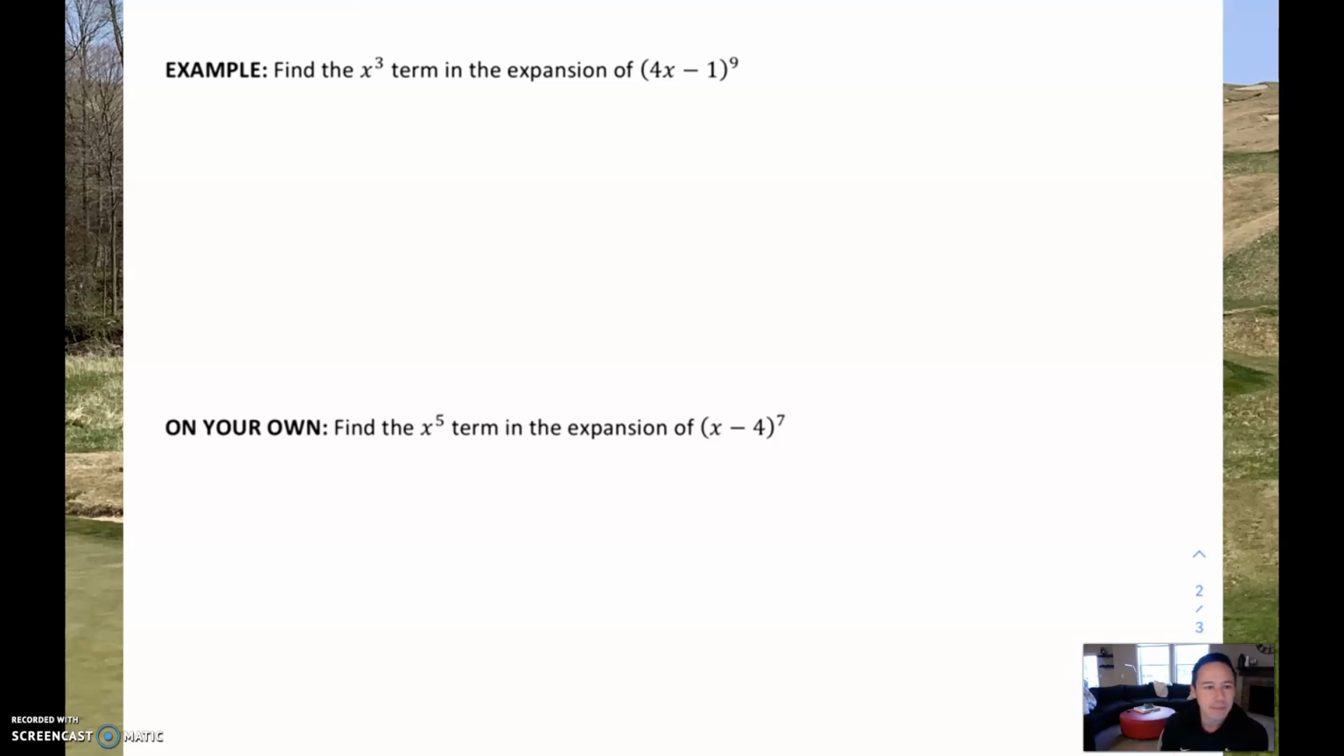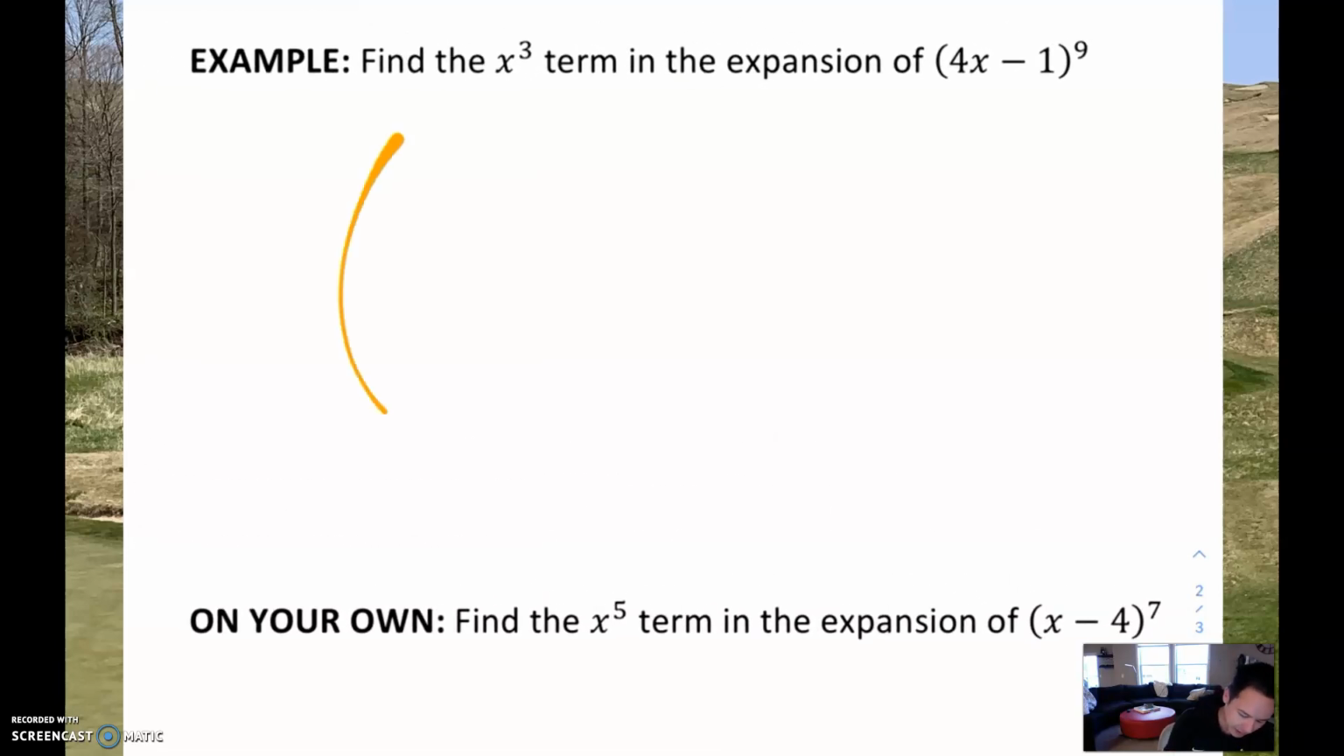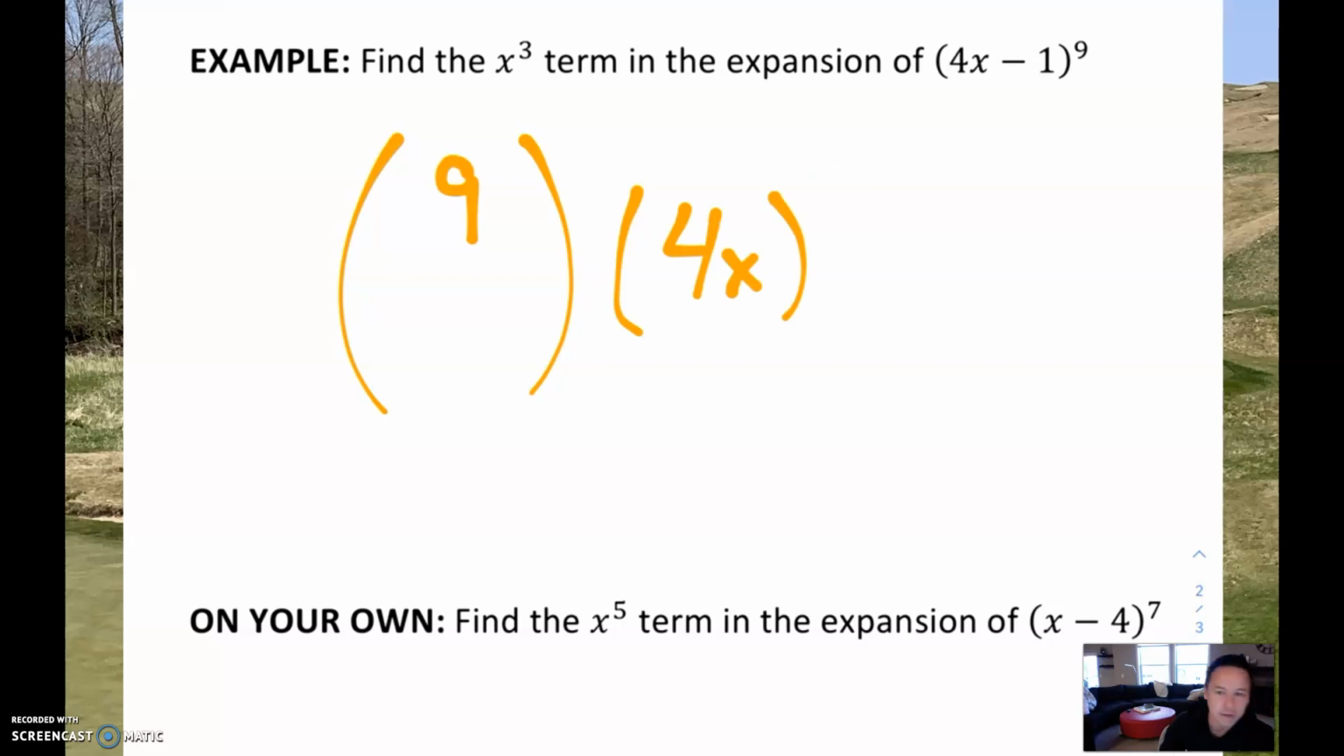And I'm not cruel. So the first example says to find the x cubed term in this expansion, 4x minus 1 to the 9th power. So the first thing I'm going to do is, I have Pascal's number, and I know it's going to be a 9 on the top. I'm going to leave this bottom blank, and I'll deal with that in a second. I know I'm going to have my first term, which is 4x, raised to some exponent up here, but I'm not going to fill that in yet. And I have my next term, negative 1, and again, that will be raised to some exponent. I'll fill it in a bit.